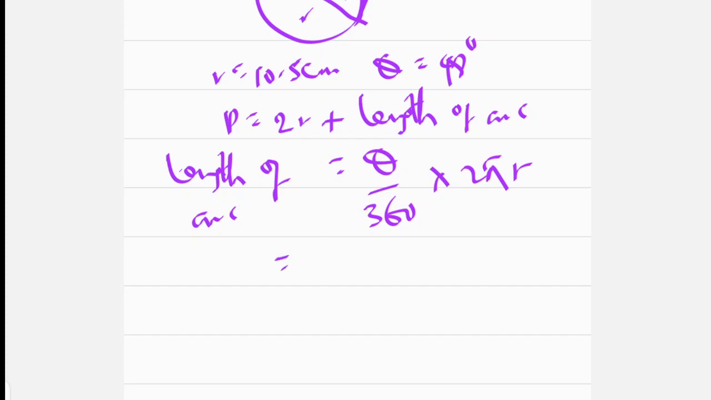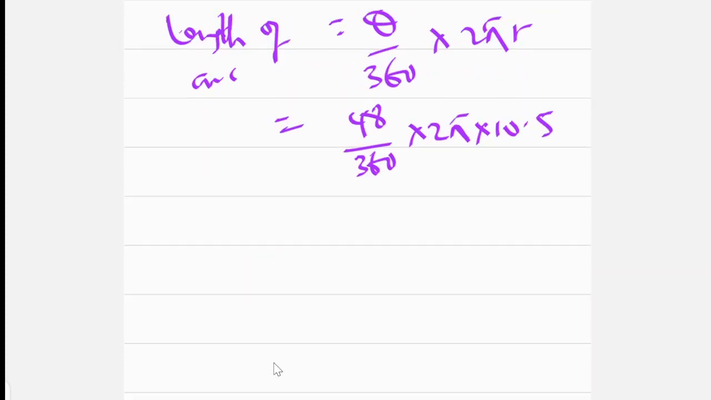Are you following? And my theta here will be 48 divided by 360 multiplied by 2 multiplied by pi multiplied by r, which is 10.5. I hope you understand. So that's my length of arc.